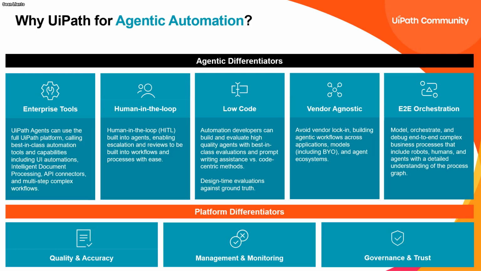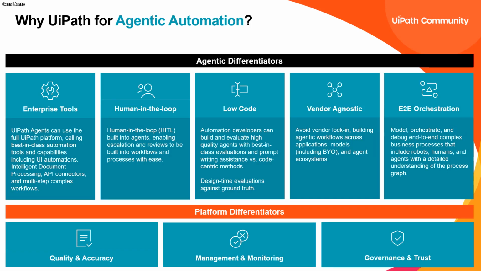Another one would be that it is very much low-code. You're able to create an agent without having to know how to build or code agents itself. In fact, Ash will also show you something that will help you build an agent itself. Vendor agnostic: with UiPath, you're able to bring your own model. As I mentioned earlier, you're also able to use other agents within the UiPath ecosystem, such as, for example, CrewAI and other things. You're also able to have end-to-end orchestration, and this is something that we will be talking about next week.